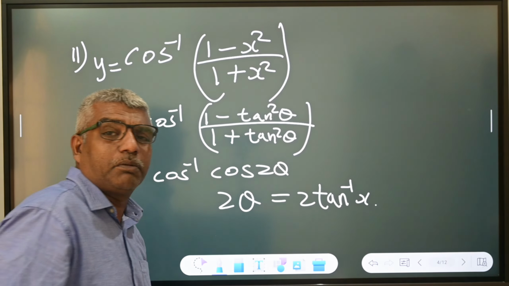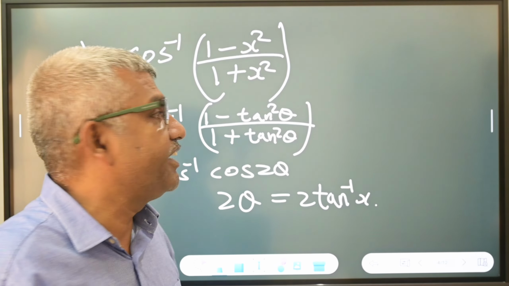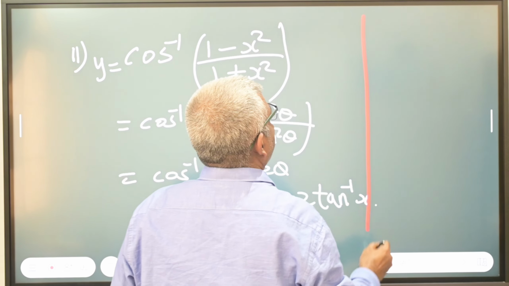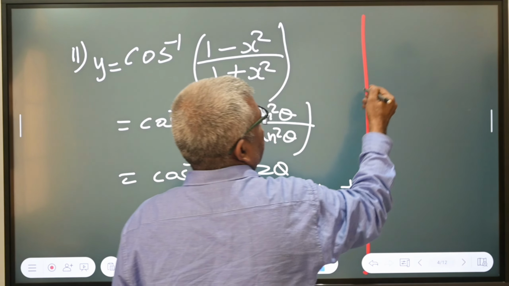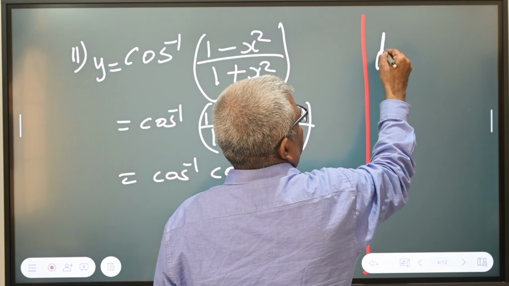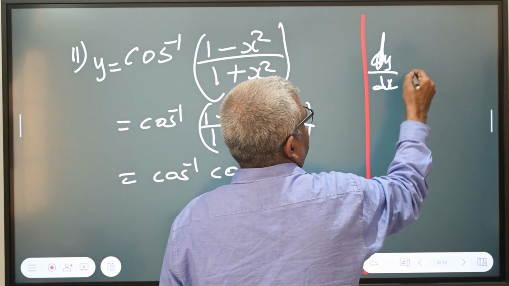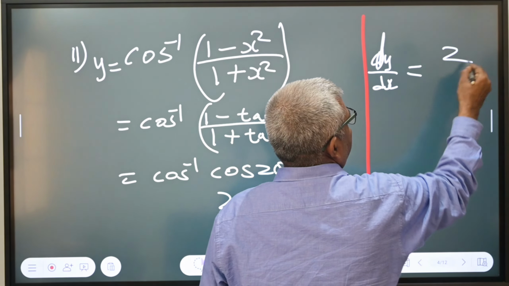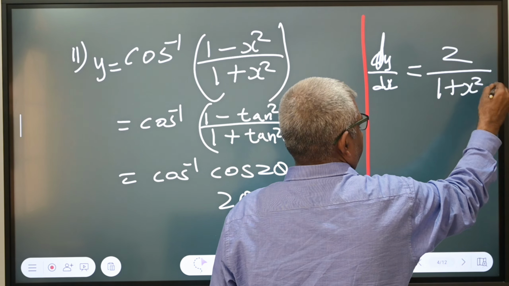Some of them are committing mistakes: 2 cos inverse x instead of 2 tan inverse x. Now find dy by dx. Until now we are changing y only. dy by dx is 2 by 1 plus x squared.